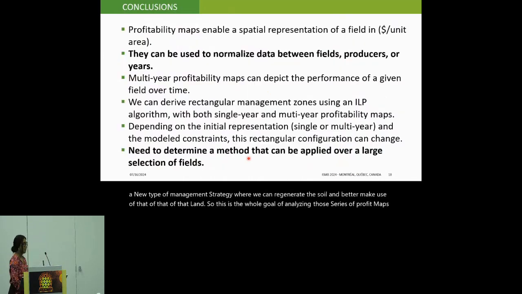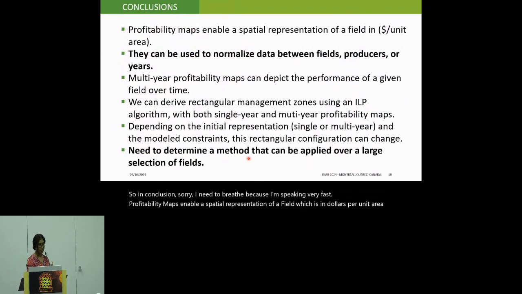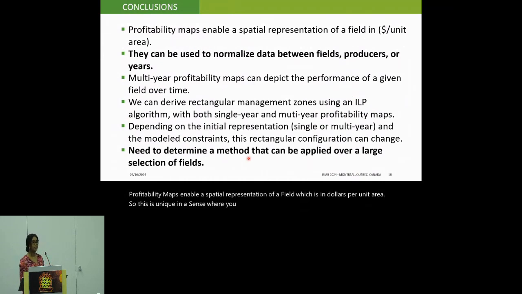So in conclusion, sorry, I need to breathe because I'm speaking very fast. Profitability maps enable a spatial representation of a field, which is in dollars per unit area. So this is unique in a sense where you can look at different types of crops, different types of management practices, different years, and efficiently compare them to each other. They can be used to normalize data between fields, producers, and years.